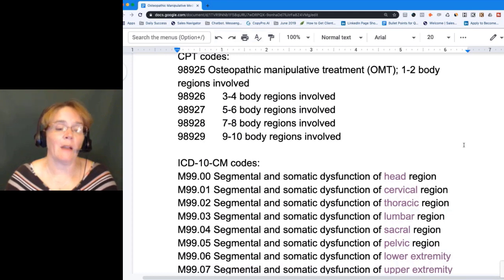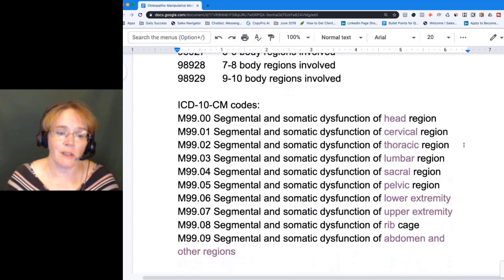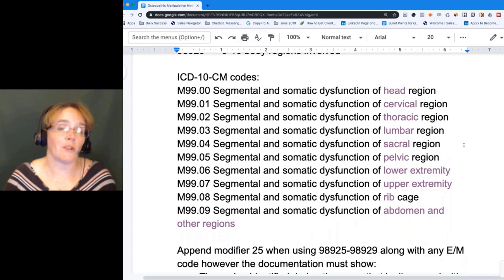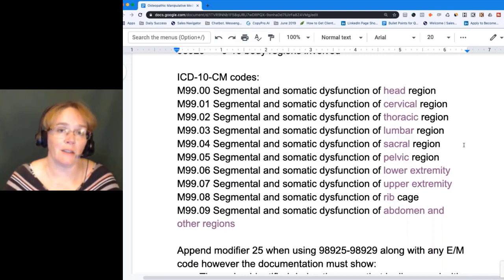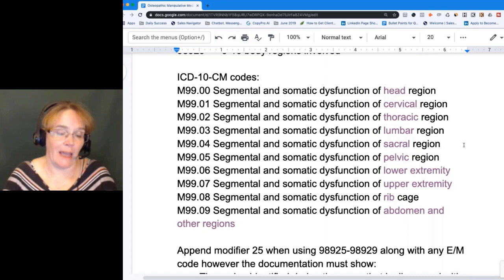And when you're wondering, okay, well, you've got 10 body regions, what are they? Those are described in our ICD-10 codes. So we're looking at a segmental or somatic dysfunction. That's what they're looking for, somatic dysfunction. The head is one region, then cervical, thoracic, lumbar, sacral, pelvic. Lower extremity, something affecting all of the lower extremity, and all of the upper extremity. Your rib cage, or the abdomen and other regions. So those are up to your 10 areas that they're looking for, and that they're going to do. You have a somatic dysfunction, and then they're going to manipulate that area.